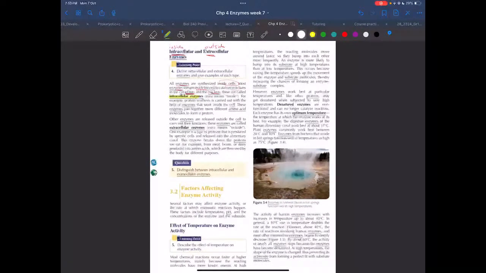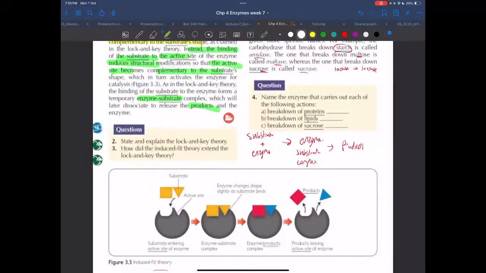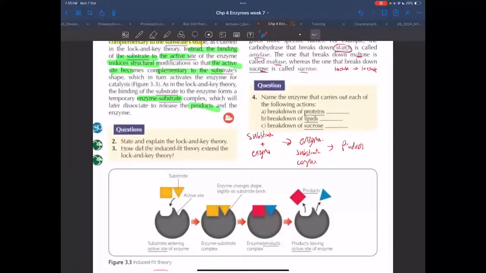Okay. While other enzymes are released outside of the cell, what do we call them? When the enzyme changes its shape, does it go back to its original shape? Yeah, like when it releases the products, look at it. It went back to its original shape right here. Okay? So you see this shape and this shape, it goes back to its original shape. And then again, once the substrate binds, it slightly modifies its active site so the substrate can perfectly bind to it. Okay?